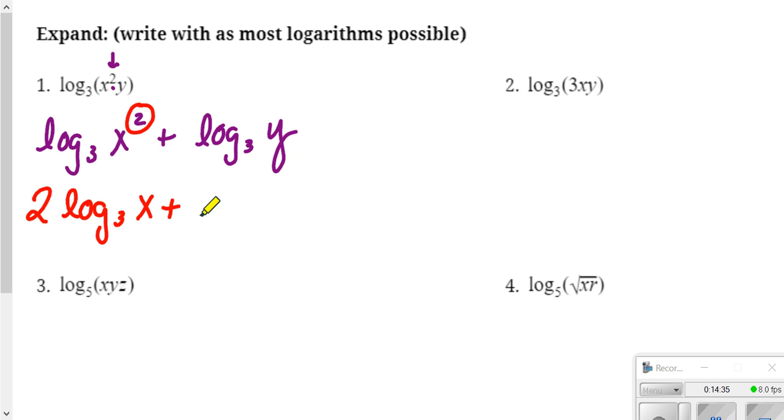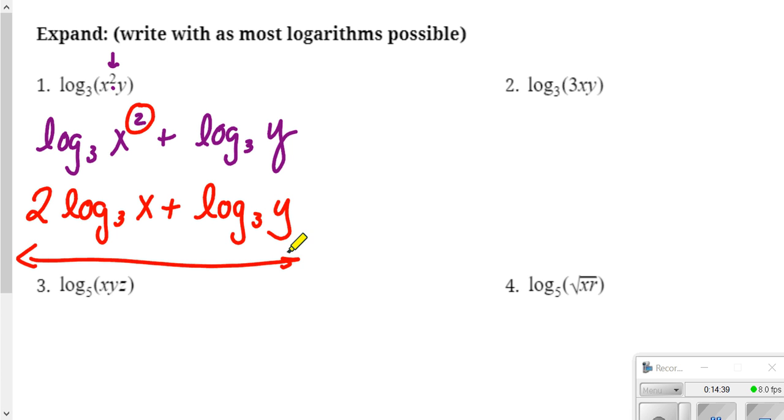And you see, just look at it visually, see how much wider this is, and this was all as one little chunk. That's what we mean by expand. Expand it, okay? Let's do number 4 together.